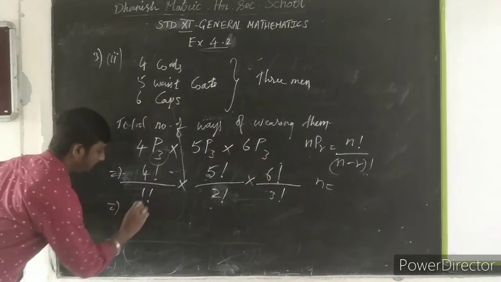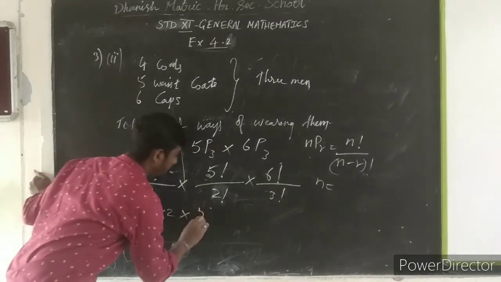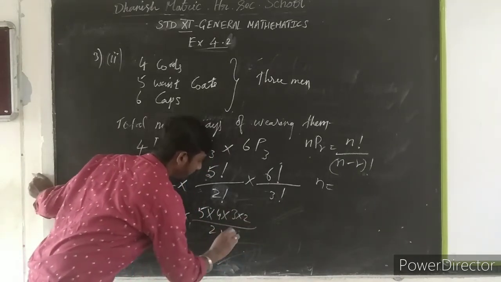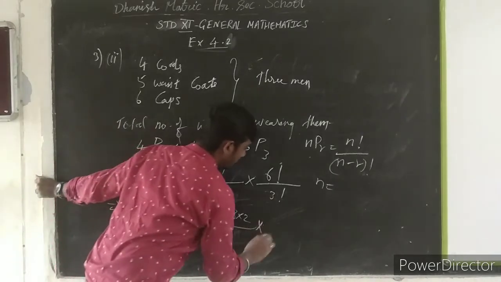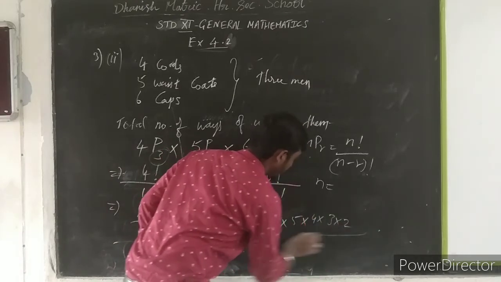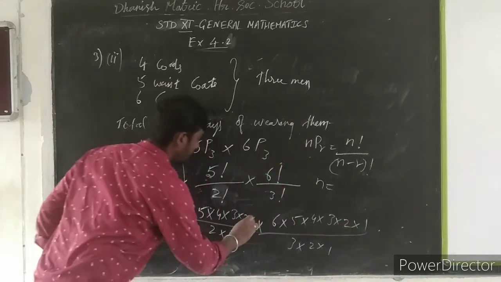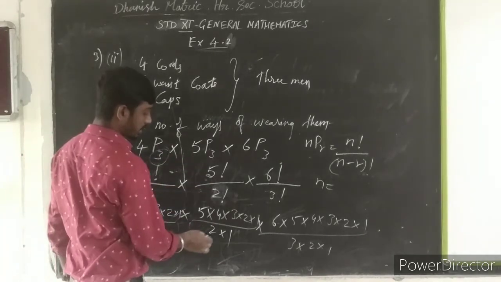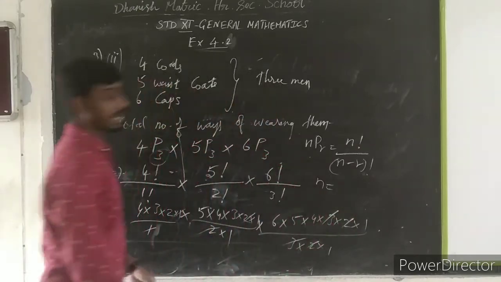Now write this out: 4 into 3 into 2 into 1. Then 5 into 4 into 3 into 2 divided by 2 into 1. Then 6 into 5 into 4 into 3 into 2 divided by 3 into 2 into 1. 1 factorial is 1, so we cancel this one. Here the 3, 2 and 3, 2 cancel. What is the remaining value we are getting?